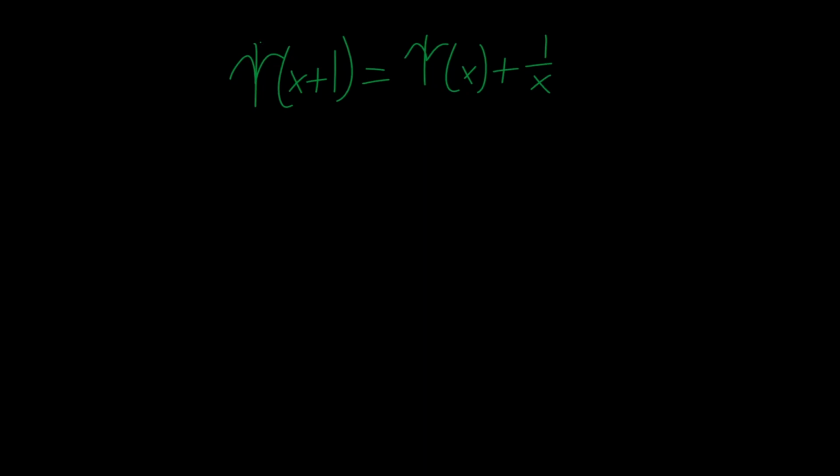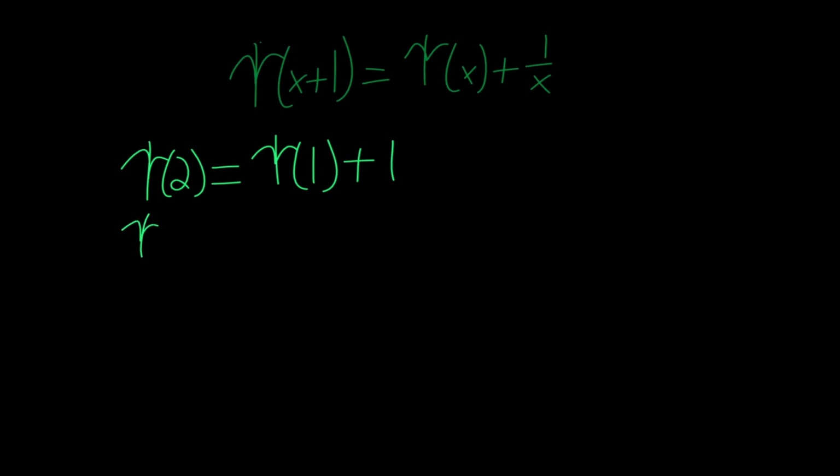So let's consider, for example, what digamma of 2 is. Well, this right here is just going to be equal to digamma of 1 and then plus 1 over 1, which is just going to be 1. So this right here is digamma of 1 plus 1. Okay, cool. Now what's digamma of 2? Well, digamma of 3.